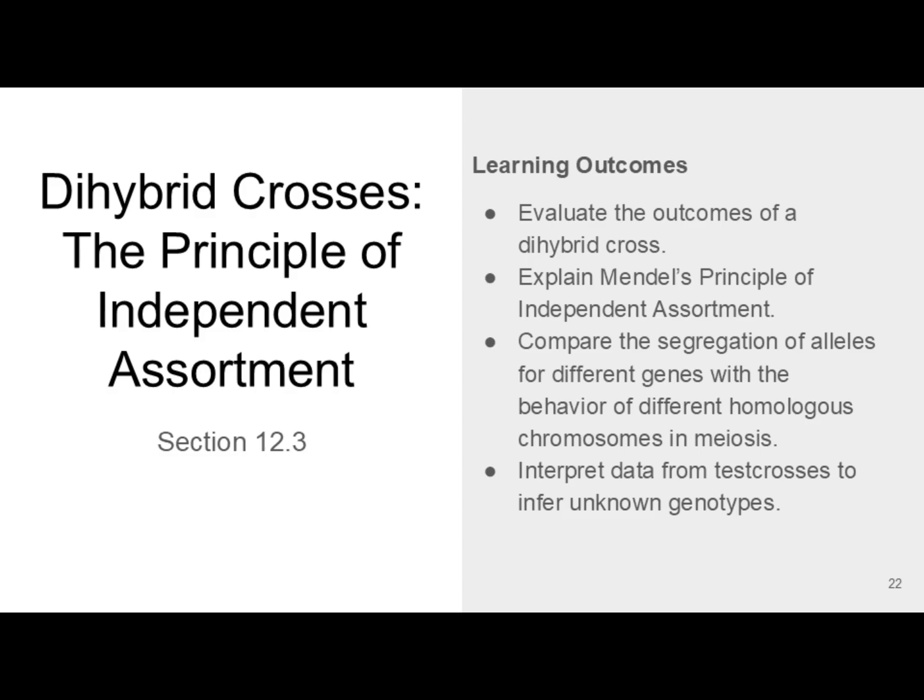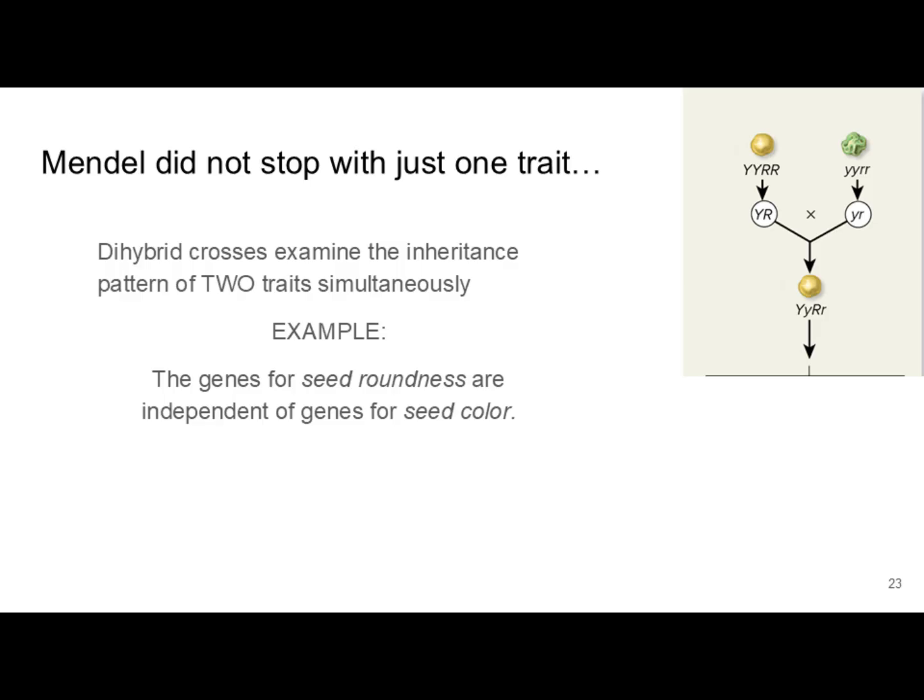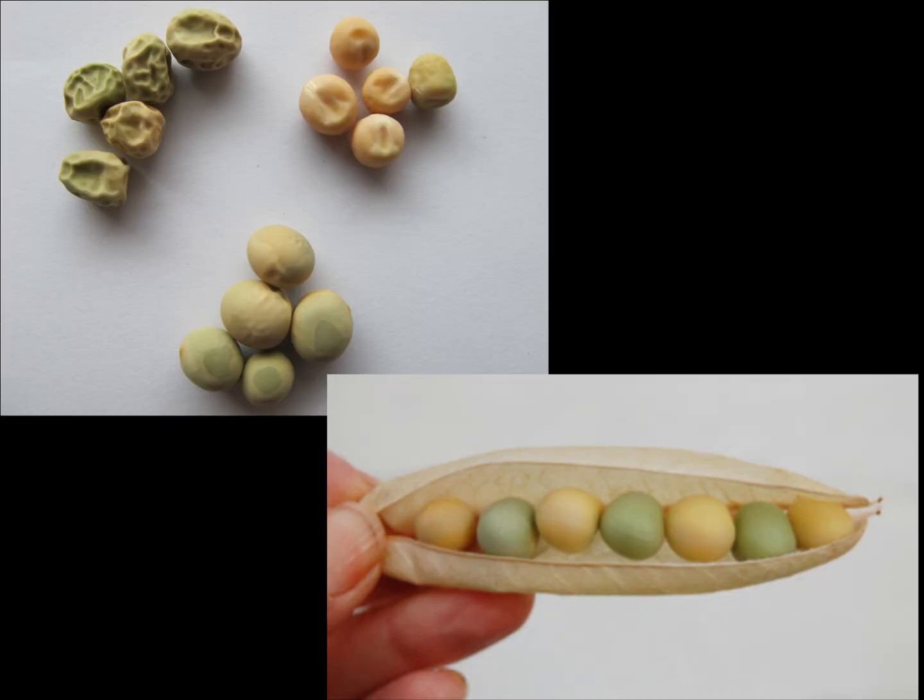Mendel was not satisfied with tracking just one trait, though. He also tracked the inheritance patterns of two different traits using dihybrid crosses. The goal of dihybrid crosses is to determine if the different traits, say seed color and seed shape, are inherited independent of each other or if they're inherited together. So let's look at the data for both seed color and seed shape.